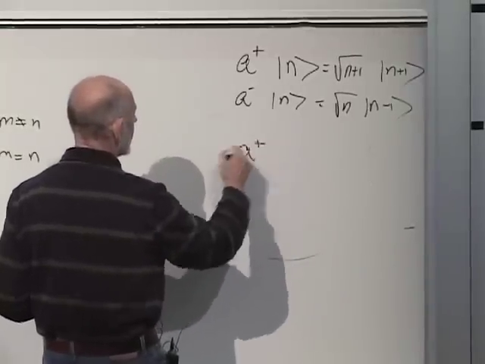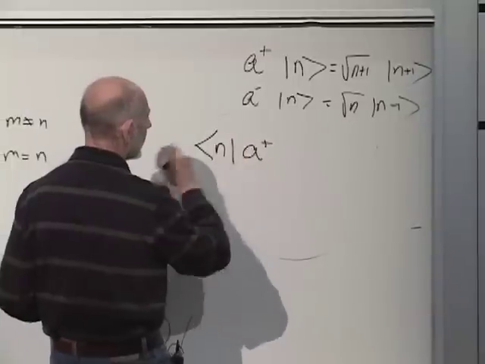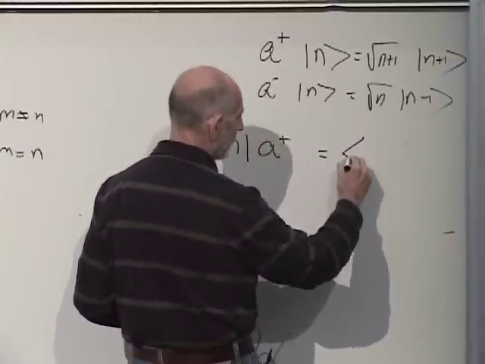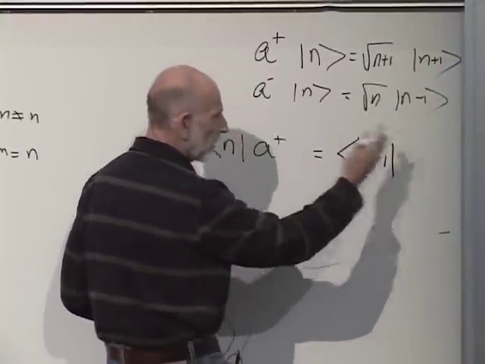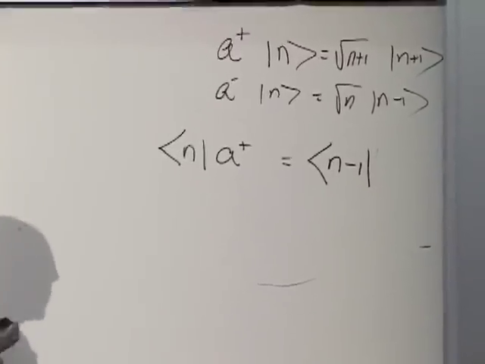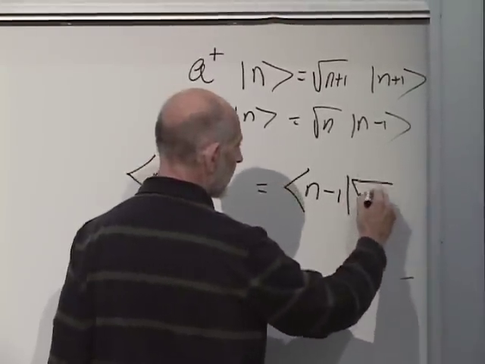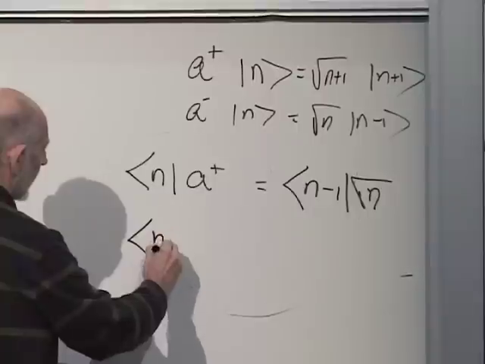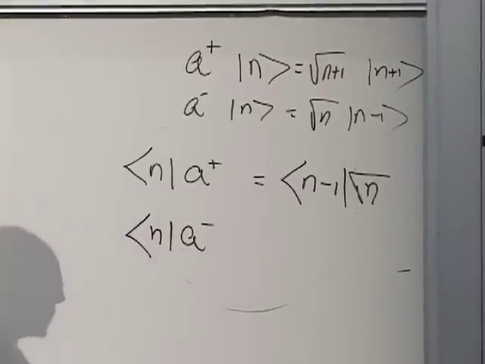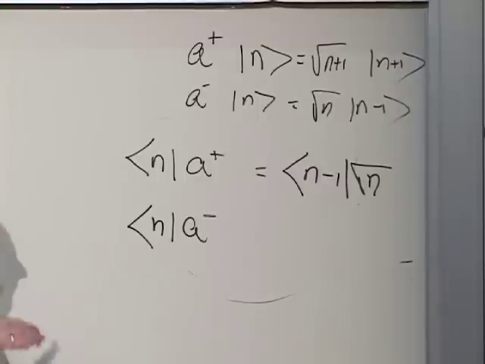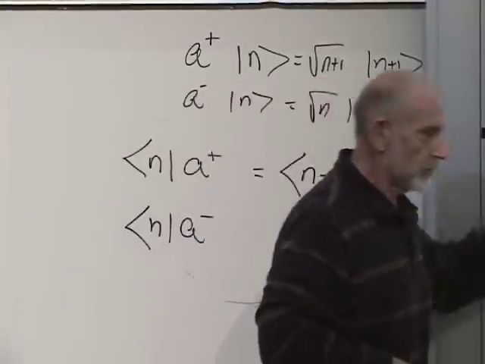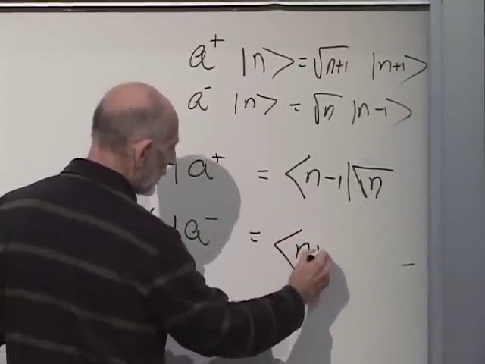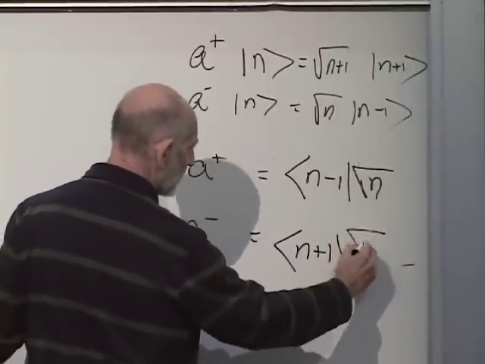When A plus acts on a bra vector n, it doesn't increase n, it decreases it to n minus 1. And what about the numerical factor there? The correct numerical factor is just square root of n. You can work this out. All right, what about A minus? I've given you enough rules that you can determine yourself what it does. It increases to n plus 1 times square root of n plus 1.